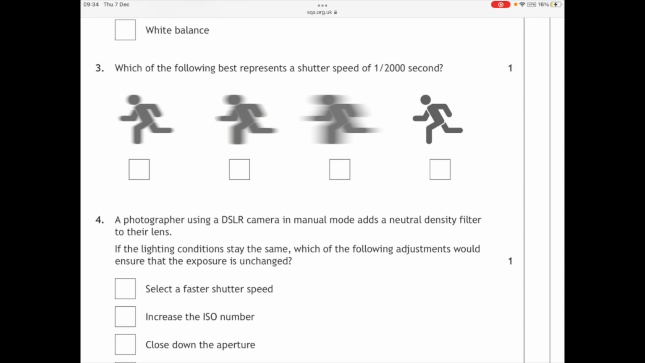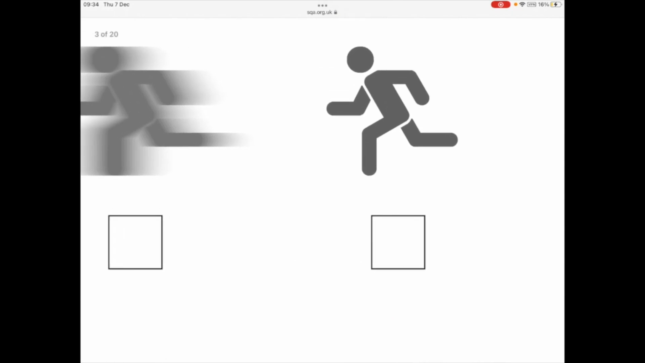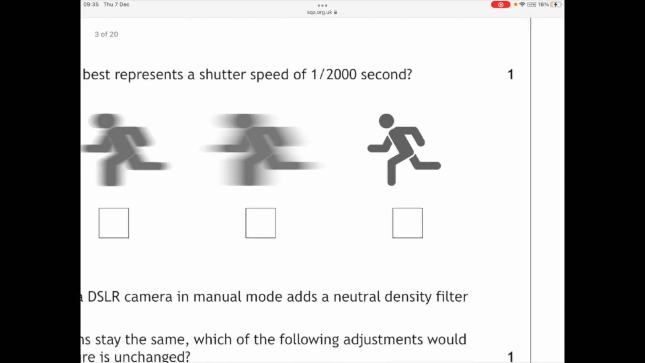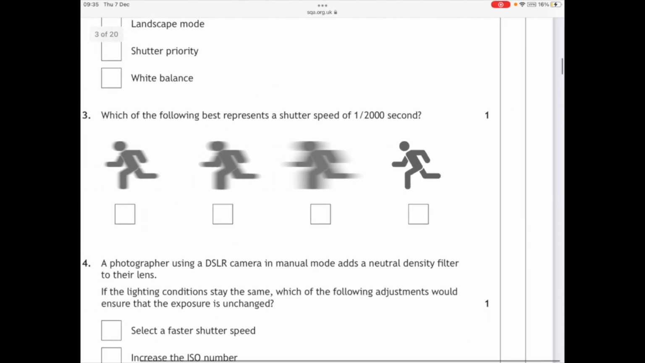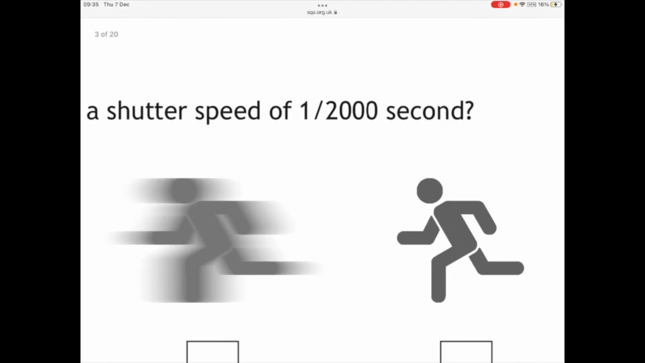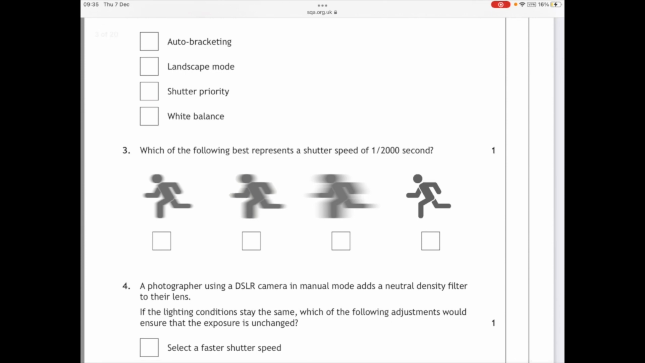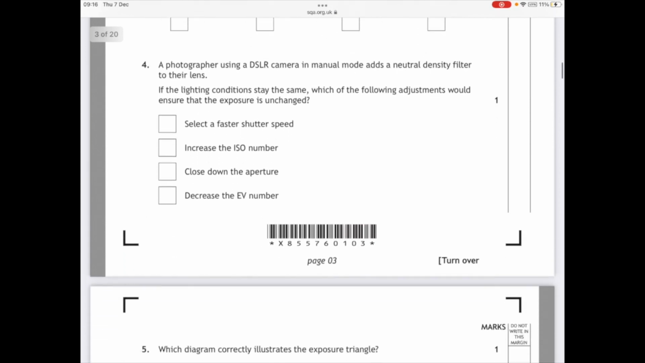That's the bell. So the correct one for that is the 4th one. Okay, so it's the figure that looks sharp, or the figure that doesn't have motion blur. Yeah, so you can see each of these images has motion blur. I'm guessing a slower shutter speed's been used for those. So the one that's been used on the fast 2,000th of a second is the one which doesn't have any motion blur. Okay, on to number 4.